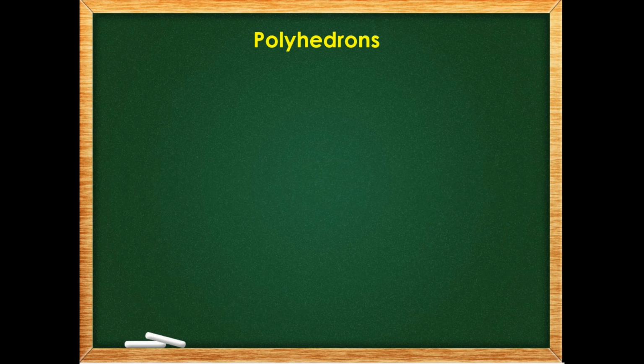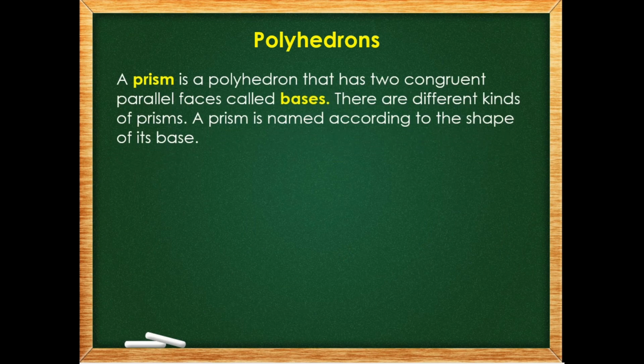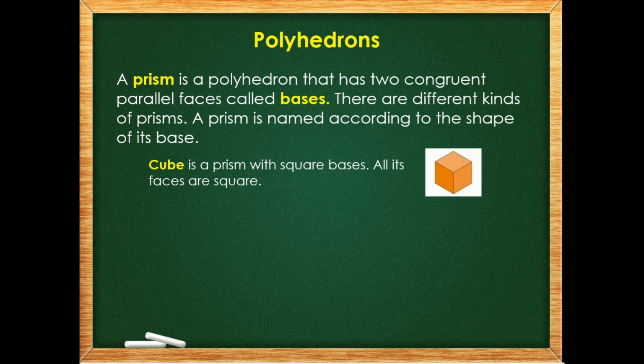Now let's discuss each type of polyhedron. First, a prism. A prism is a polyhedron that has 2 congruent parallel faces called the bases. There are different kinds of prisms. A prism is named according to the shape of its base. First, a cube. A cube is a prism with square bases. All its faces are square. This is an example of a cube.